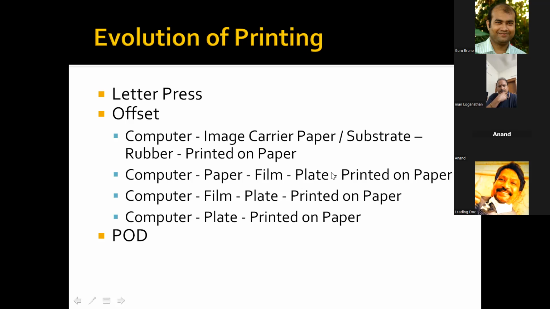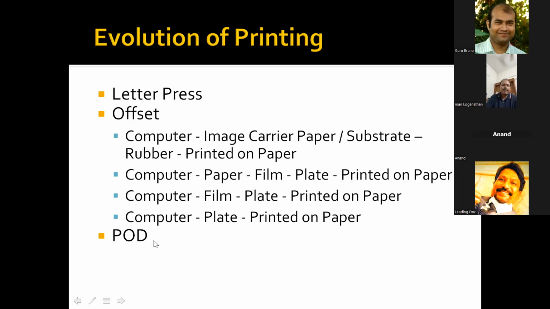And this plate is used for printing. Then technology came later. From computer, directly film was made, and from film, plate was made. And then from plate, you just printed on paper. Then finally, technology advanced even further, I think in the mid-2000s. Computer directly gave the signals to the plate and then it was printed on paper. This is what they call web offset.